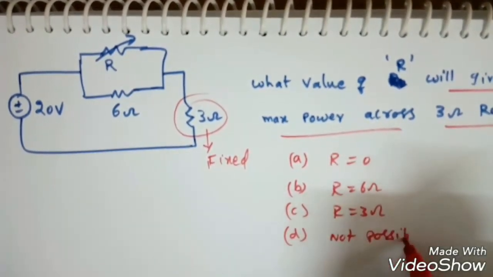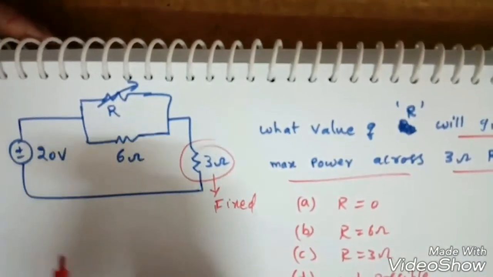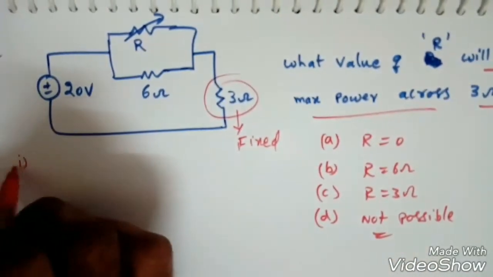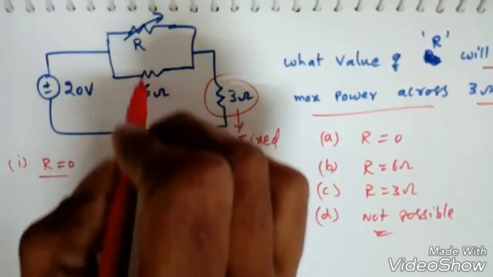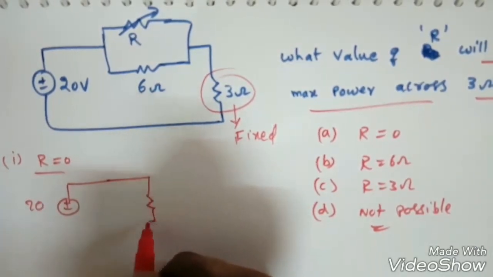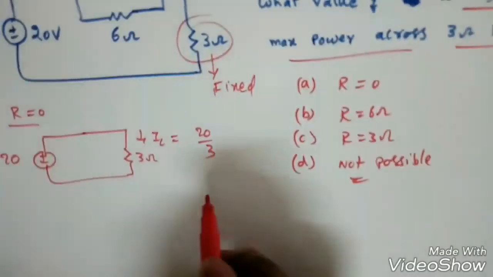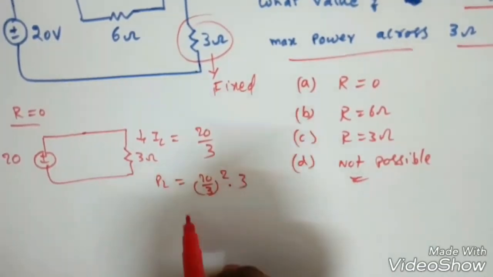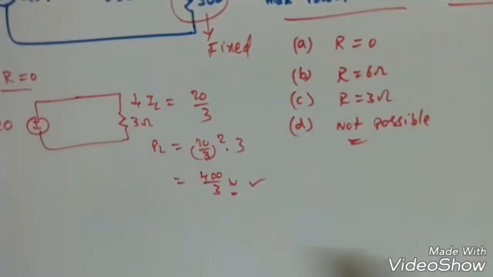Right? Now how to do this type of problem: I told you we have to choose the minimum resistance path. So we will do the reverse operations. First case, I will put R equal to 0. What will happen? The moment R is 0, it is a short circuit. So a short circuit in parallel with a resistance, you will get a short circuit only. That is the 20 volt across this 3 ohm. What is IL? IL is equal to 20 by 3. Now what is the PL? 20 by 3 square into 3. What will we get? 400 by 3 watts. This is the first case.